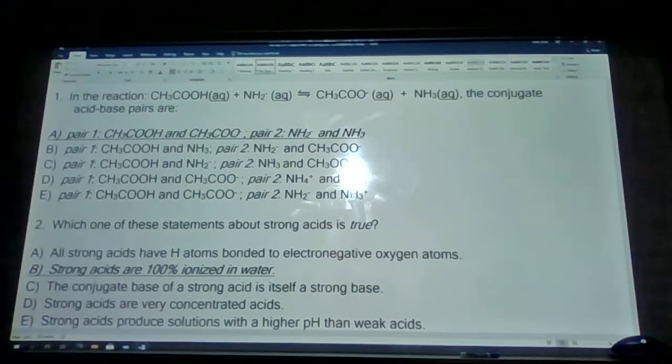This is the Chapter 15 quiz for Chemistry 122, Spring 2021. Number 1, in this reaction, acetic acid plus amide is in equilibrium with the acetate anion and ammonia.